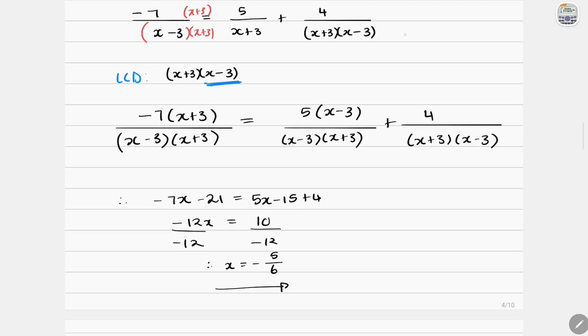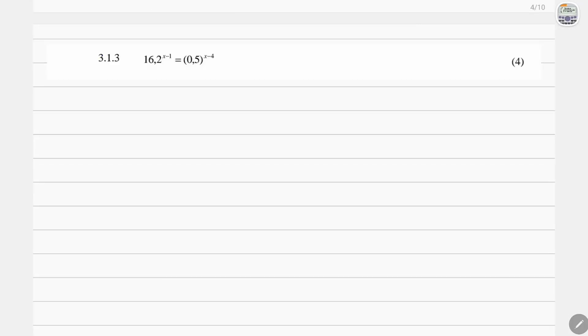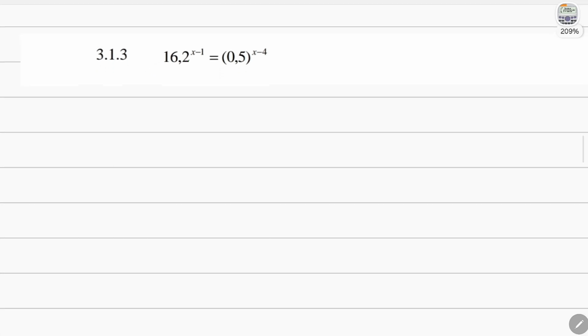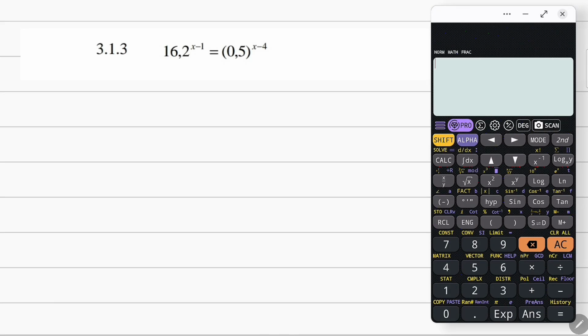Moving on to the next question. Question 3.1.3 says we have 16.2 to the power of x minus 1. Yeah, that doesn't seem right. 16.2, if we try to put that on our calculator, 16.2 is 81 over 5. And 0.5, we know that that is 1 over 2. So they probably meant 16 times 2.